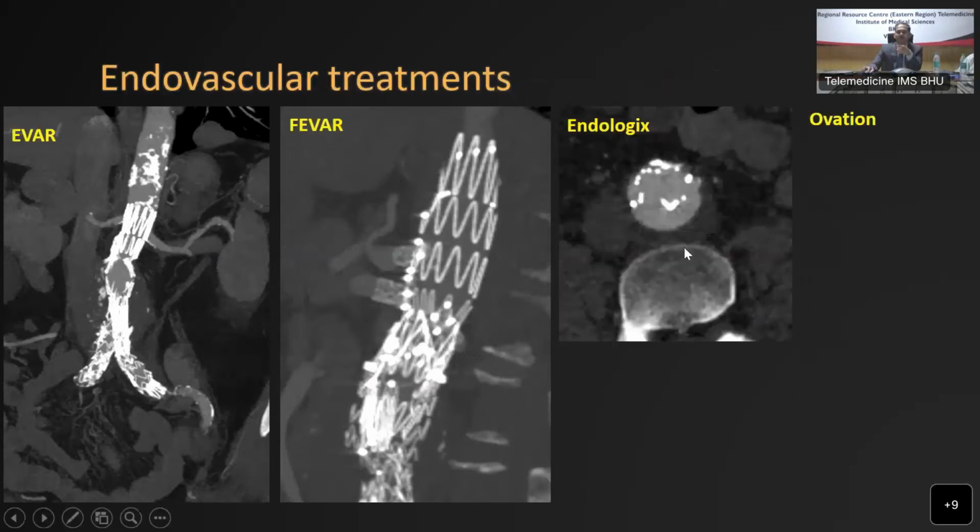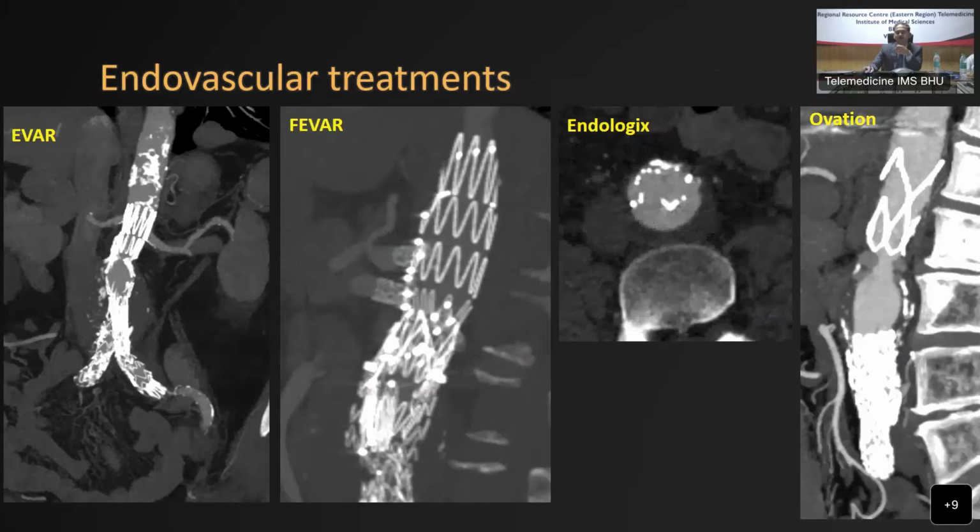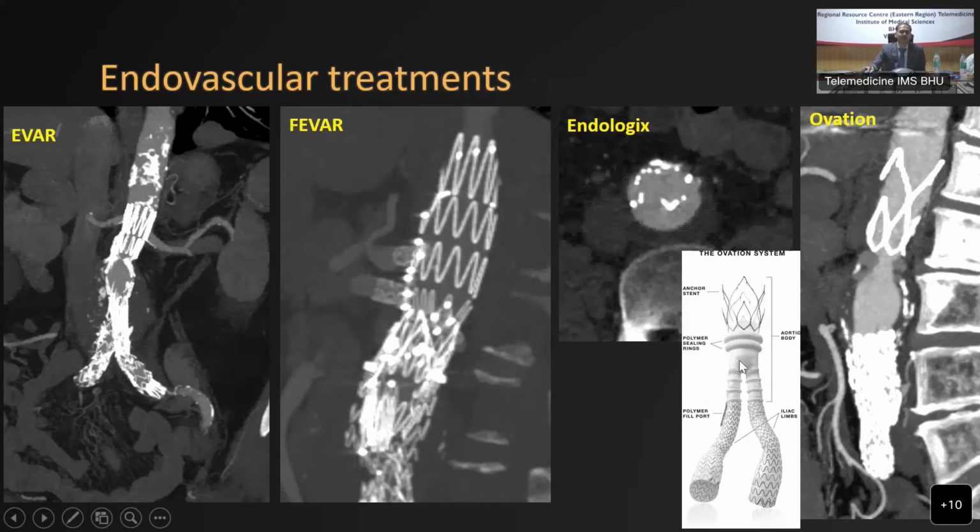So because of the fabric, there is a little bit of billowing of the wall, and that should not be interpreted as an endoleak. This is a case of an Ovation stent graft. Ovation is basically a new device which comprises polymer rings that are placed at the top portion in between these two segments of this device.